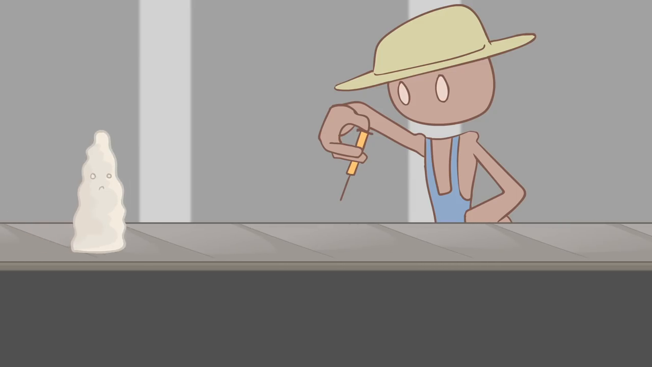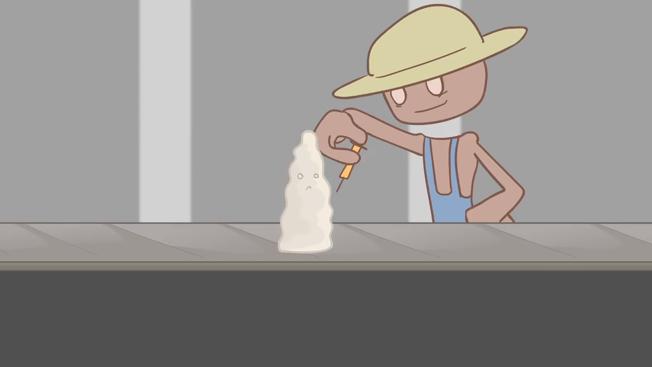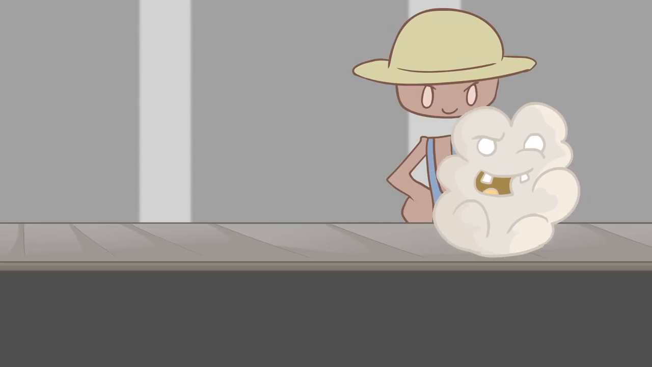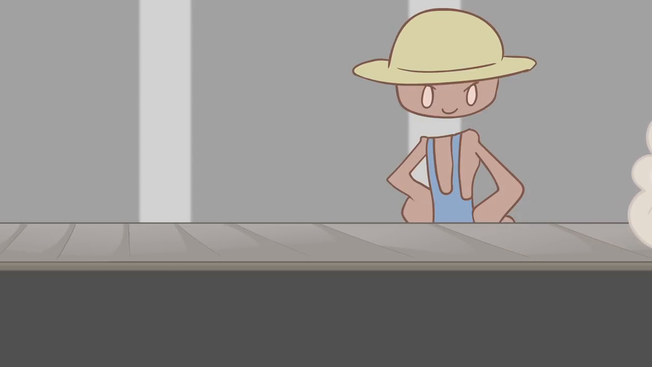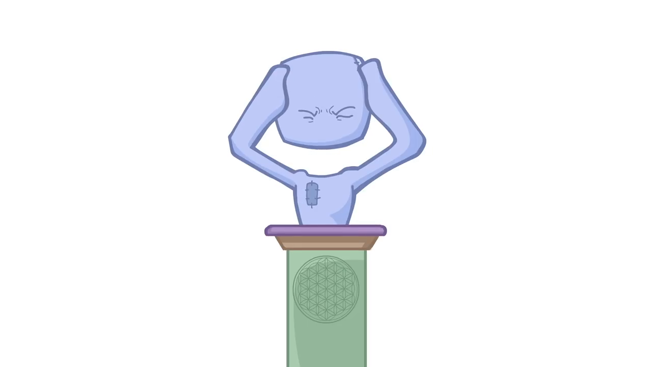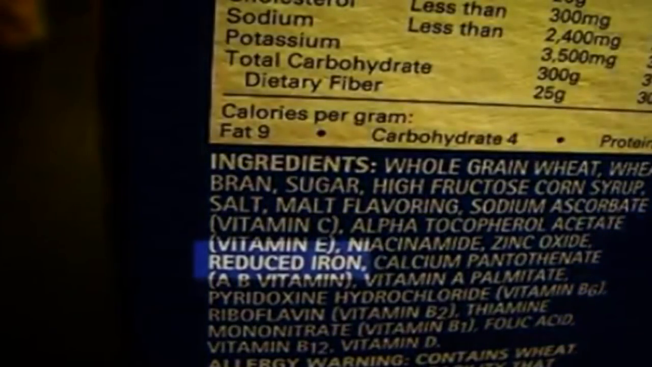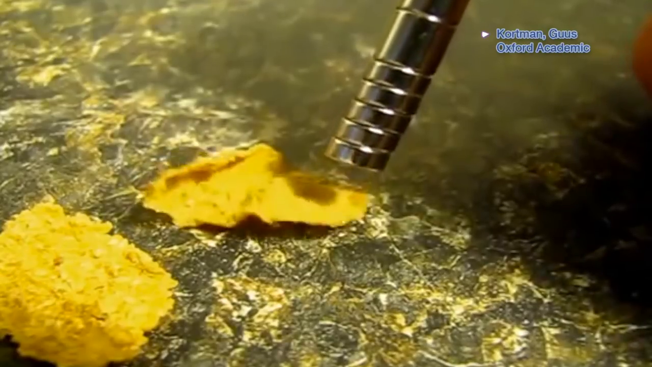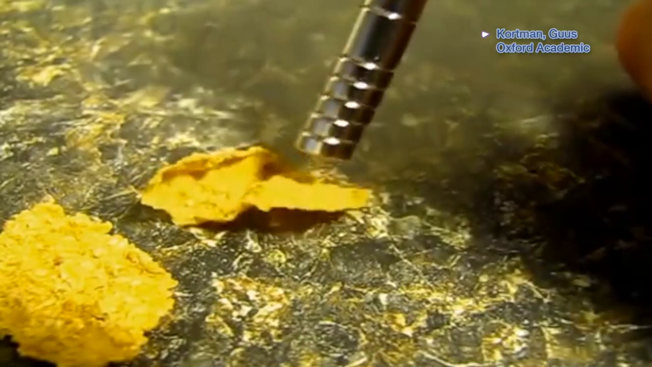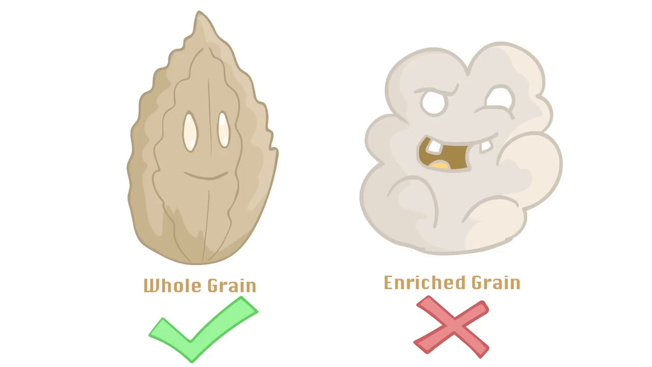Many farmers have a practice of enriching their grain, which adds many of the nutrients taken out back into the product, but generally not as healthy for you. This can even sometimes be toxic, such as the example of adding a metallic iron instead of dietary iron to enriched flour, which the body can't actually digest. Generally, if you're going to eat grains, you'd want to keep them whole.